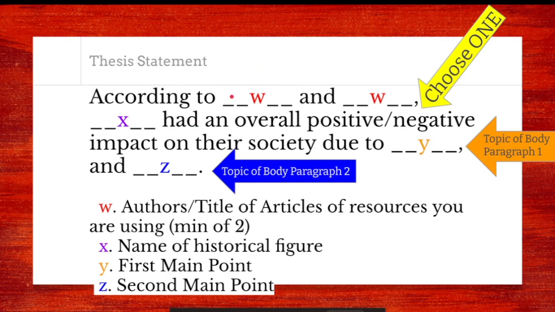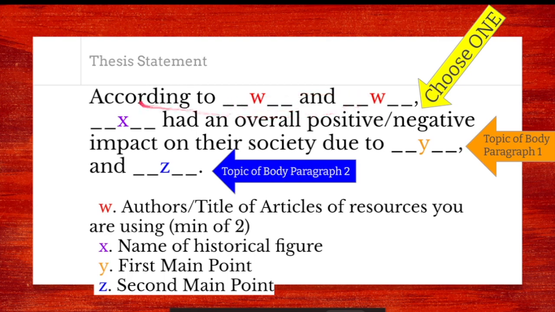With your 2 reputable sources, I want you to put either the authors here or the titles of your articles. So if you have an author of your article, awesome. Put it here where this W is or this W is. If there aren't any authors for the articles you're getting information from, that's fine. Just put in the title of your article, okay?